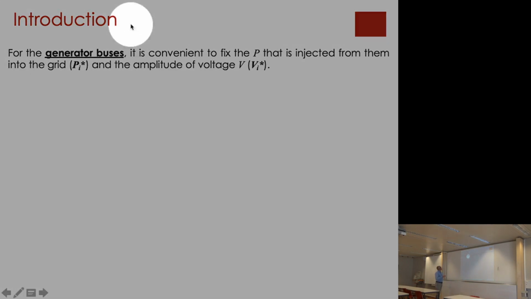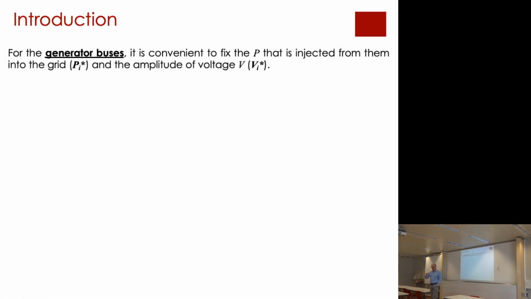Now, it's very convenient to fix also the voltage, the module of the voltage in the generator buses. Okay? Why? It's convenient to fix the module of the voltage in the generator buses. Intuitively, as a power systems engineer, you tend to fix the voltage in the generation buses. So you are solving a nonlinear problem, okay? You will see in a while how complex the load flow problem is, okay?